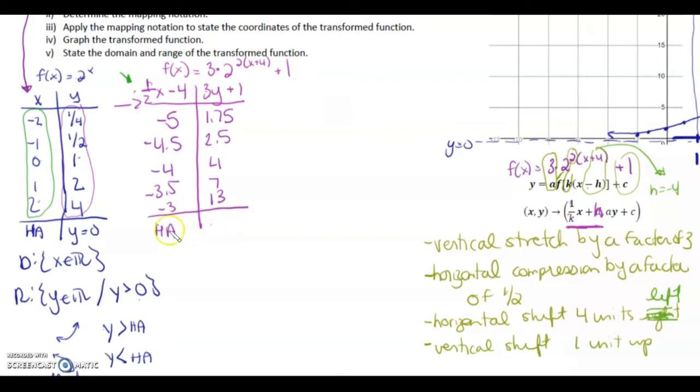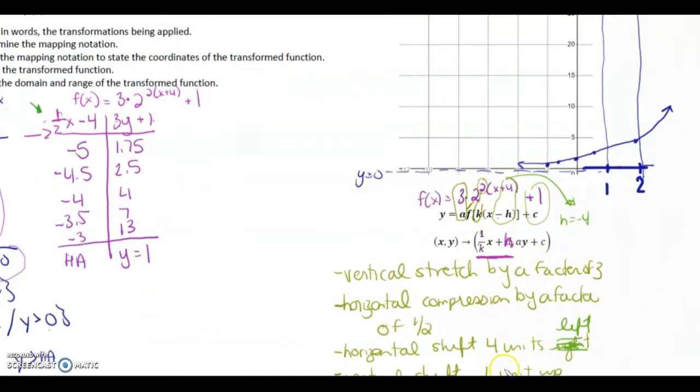Now, the horizontal asymptote, because this is a y value, we can sub in 0 for y and get our horizontal asymptote. So 3 times 0 plus 1 is going to give us a horizontal asymptote of 1. And then we can go ahead and sketch this. So horizontal asymptote of 1. So that's going to be y equals 1.